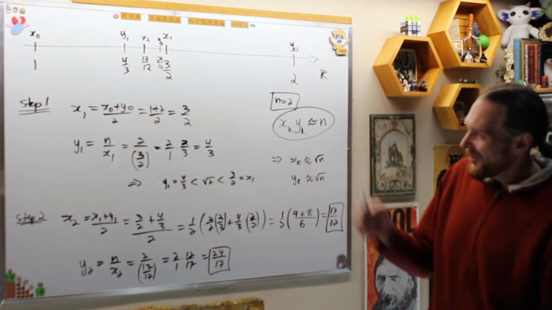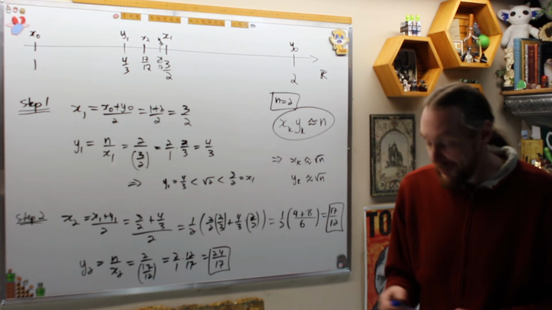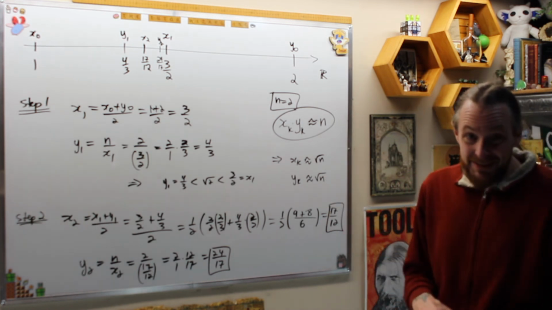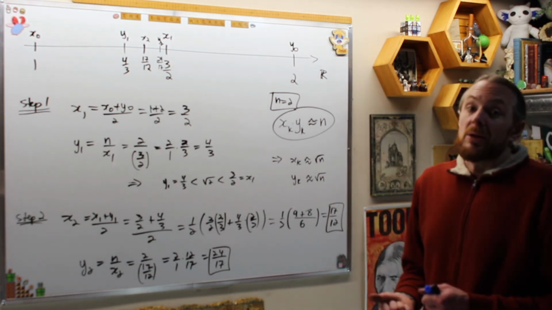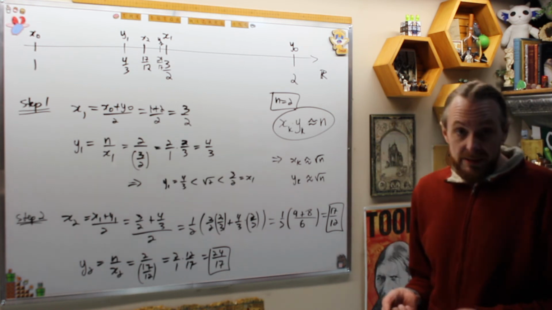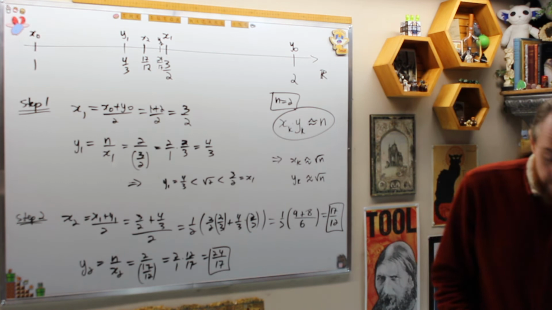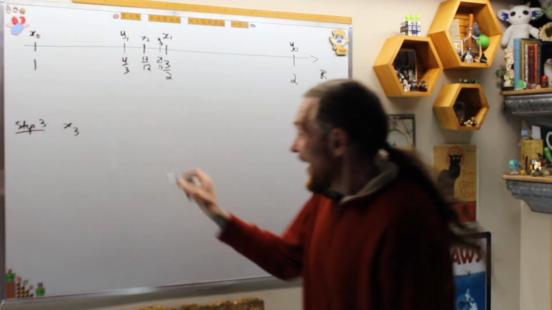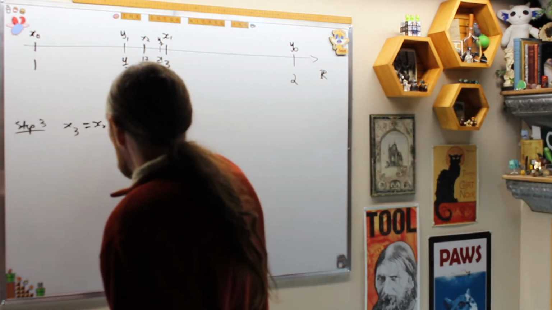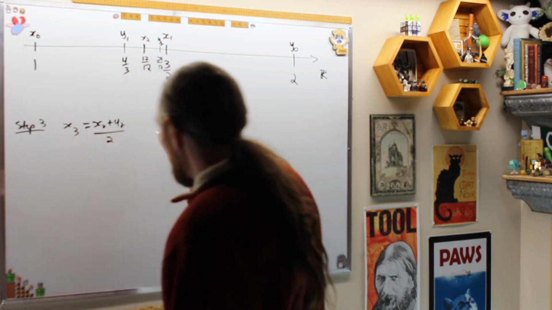They're going to get closer. I won't draw the last ones. We're going to do one more step, I believe, and then that will give us, I'm pretty sure, correct to 3 decimal places, 1.414 for our decimal expansion. Let's move that up. So step 3, x3 is x2 plus y2 over 2, the average of the previous guesses.